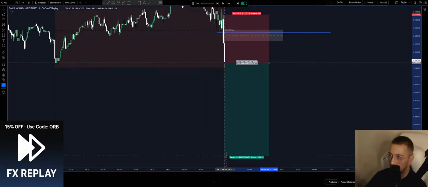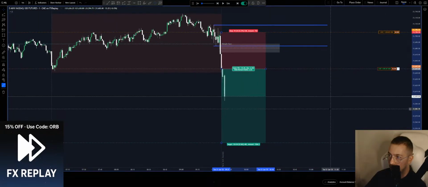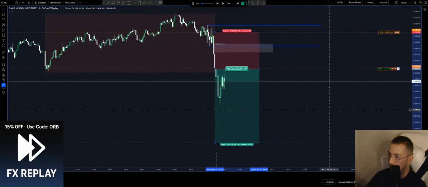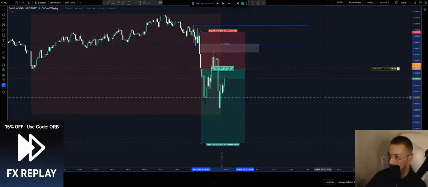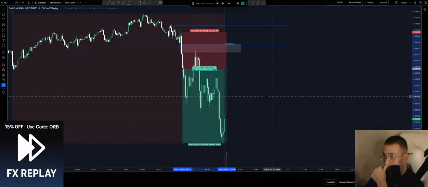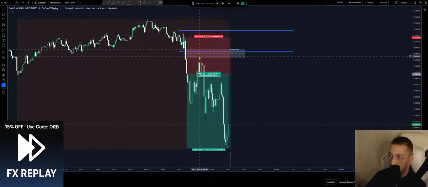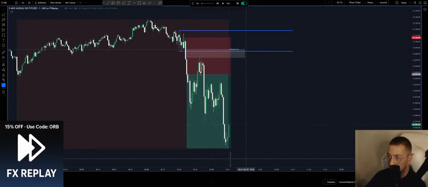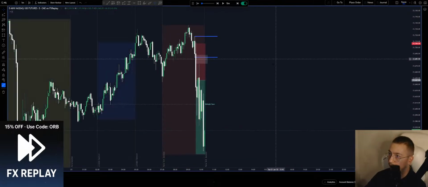Risking 2 risk to reward. Auto break even at 1 hour. Let's go. That's good. Oh, it did not hit 1 hour. Okay, now it hit 1 hour. Oh, lovely. Hits TP. That's good. So the price breaks below, retested the gap, and then a clean trade. Very clean trade.